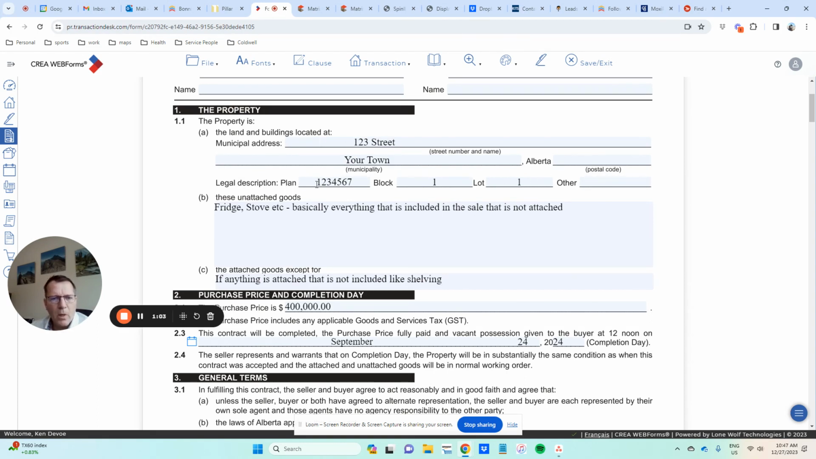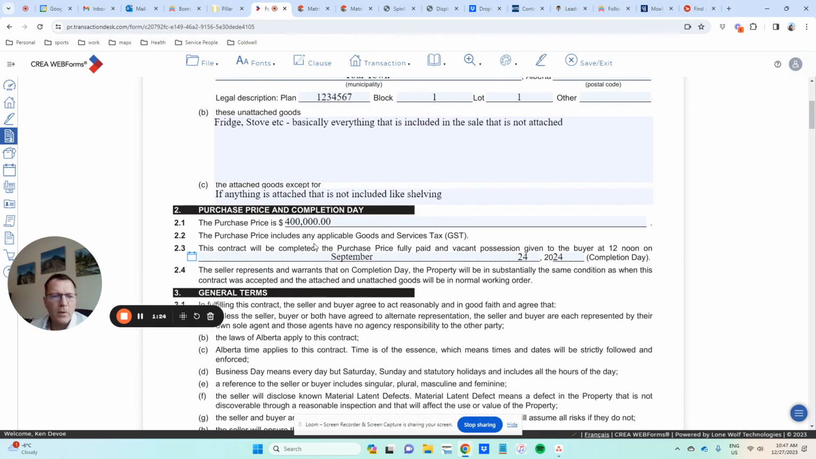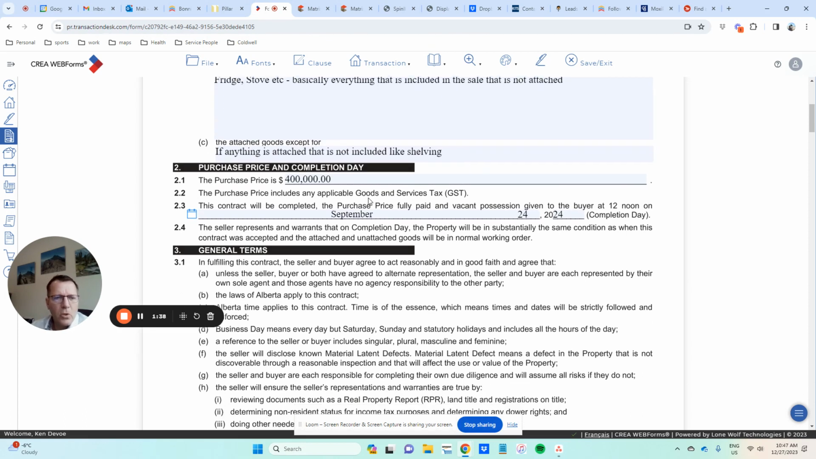Every property in Alberta has a lot, block, and plan number. It'll go in here. Section B has to do with things that are included in the sale that are not attached to the house. So things like the fridge, stove, things like that. Basically anything that is included in the sale that's not attached to the house. Anything that can be removed. Now, the next section has to do with things that are attached. And if they're bringing a shelving unit or something that is screwed to the wall, the sellers have to disclose it right here.